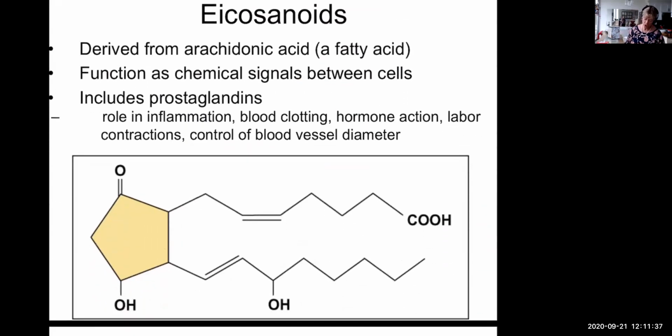So eicosanoids are derived from fatty acid. They function as chemical signals. Prostaglandins is one of the really important ones. Its role includes signaling for inflammation and blood clotting, hormone action, labor contractions, and control of blood vessel diameter.